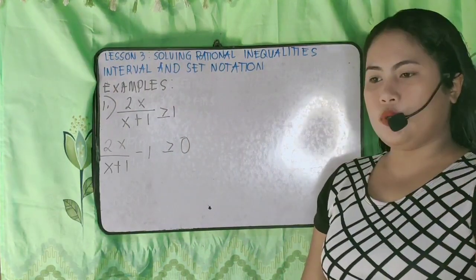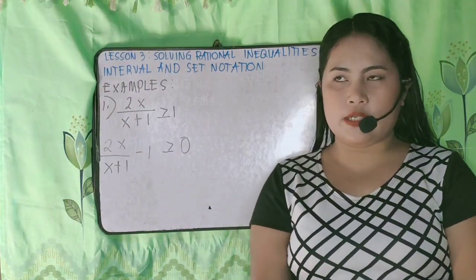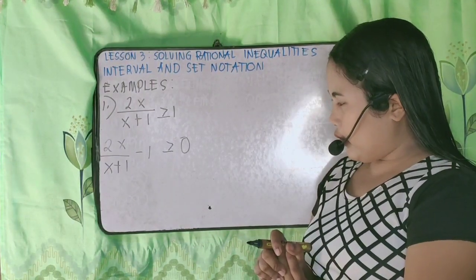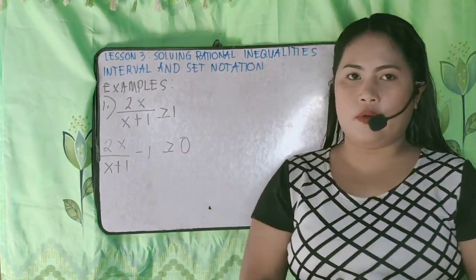Okay, so step number 2. Dito po, since meron tayo dito ng fraction, of course, kailangan natin dito ng LCD. So as you can see, yung LCD of 1 is 1.